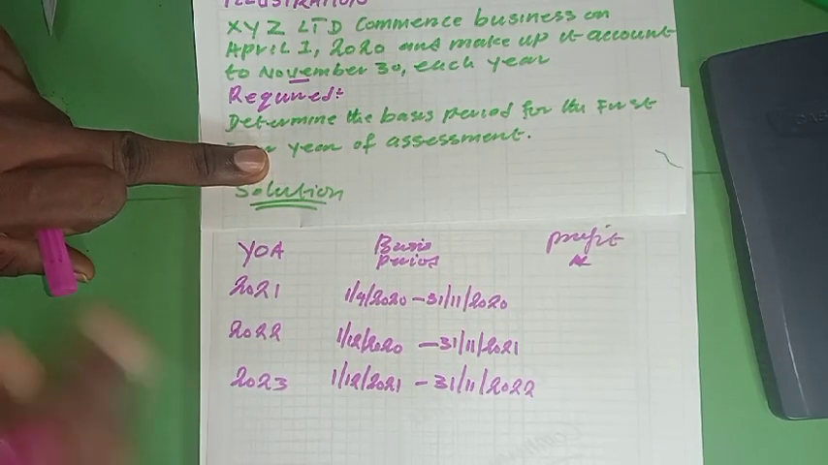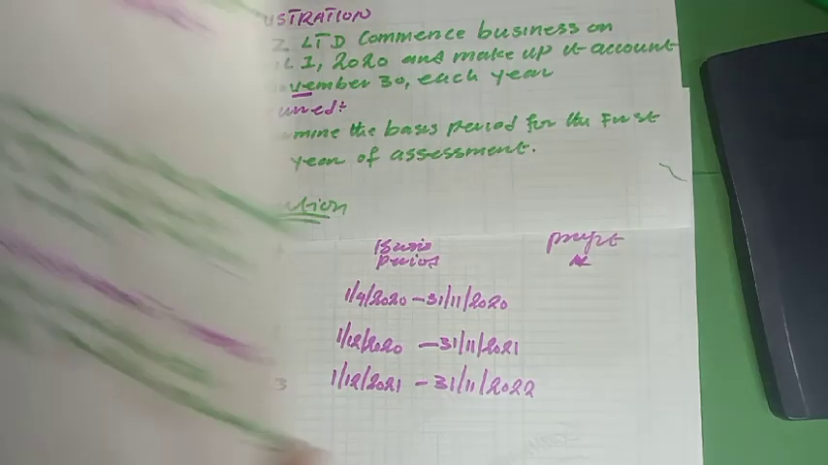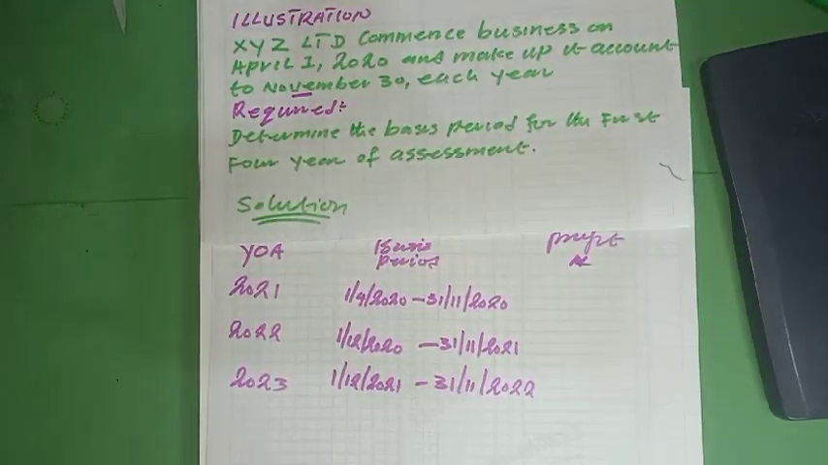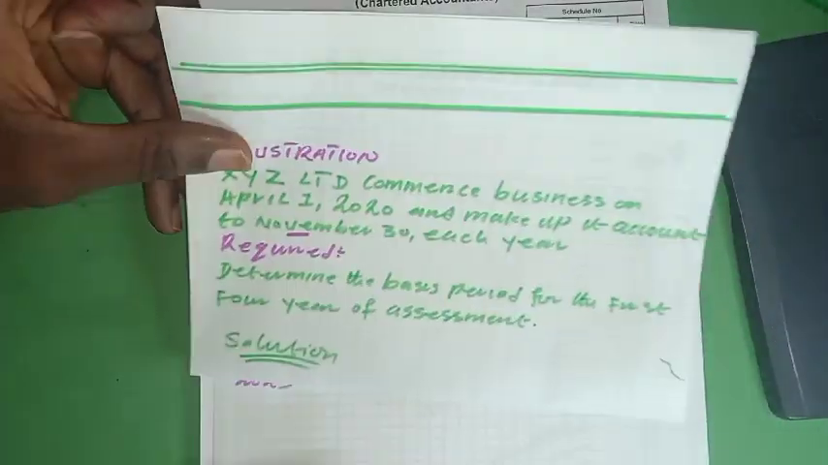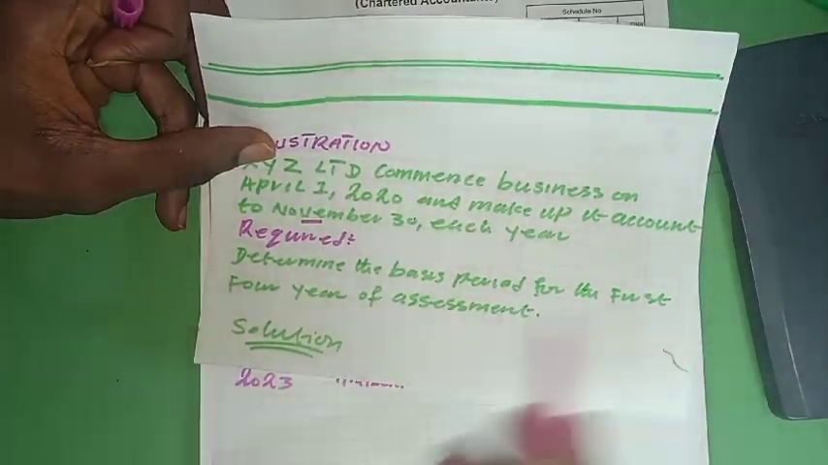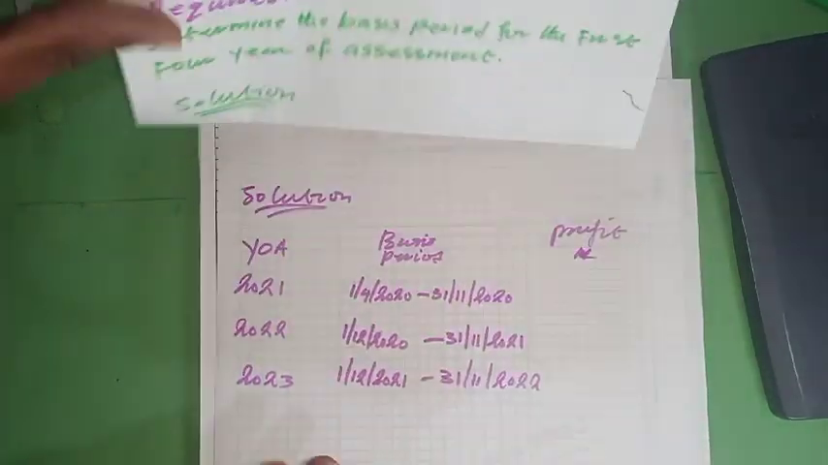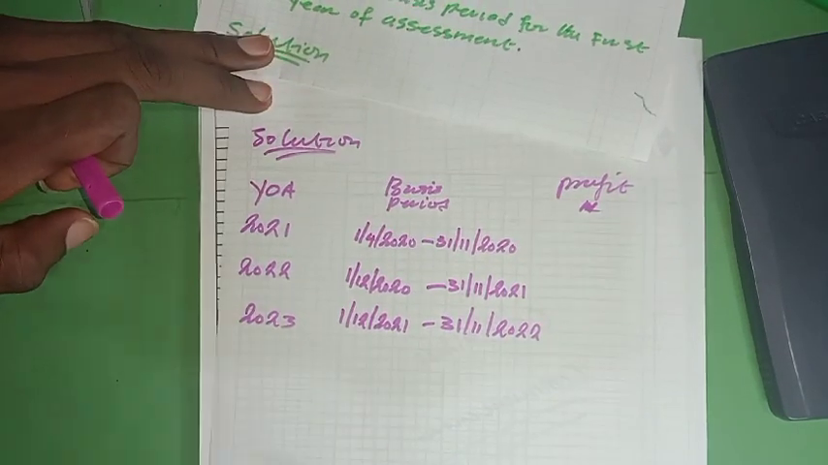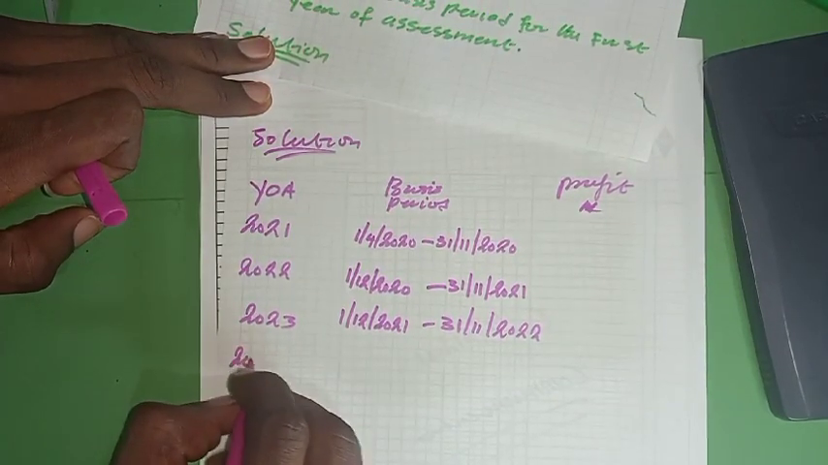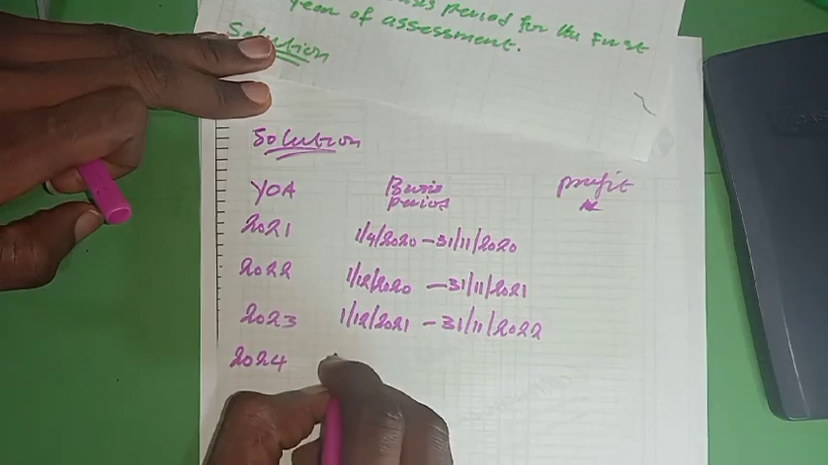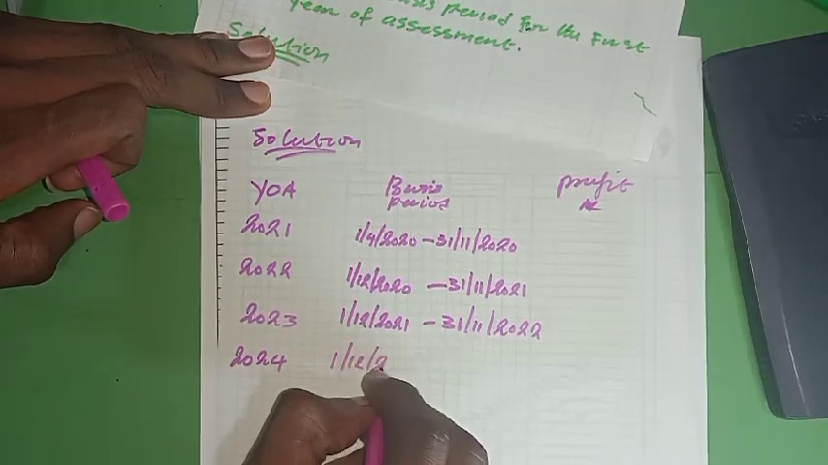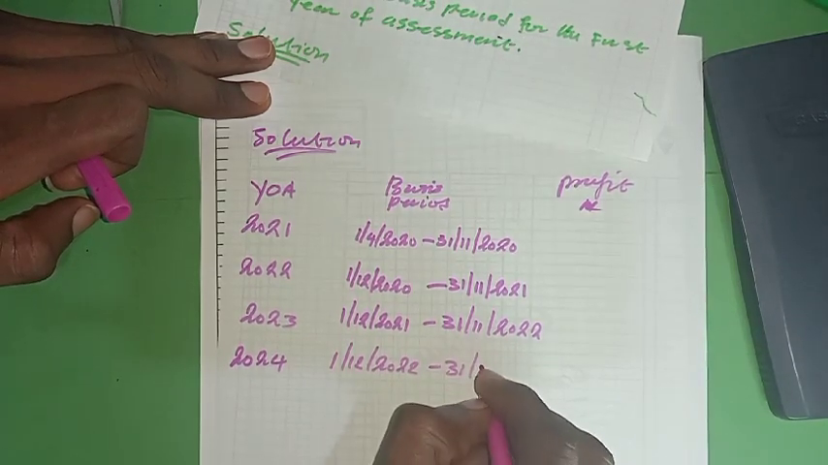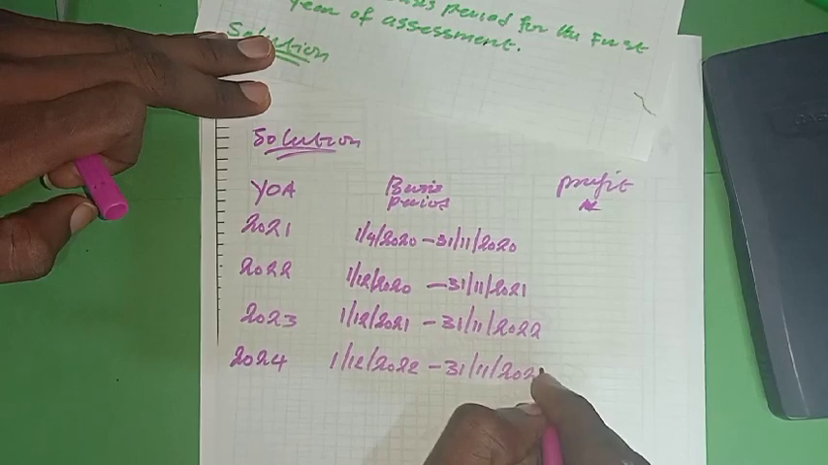Are you getting it? And it says third year and subsequent years follow the same procedure. Are you getting it? Now, the question says determine the basis period for the first 4 years of assessment. Now we determine for 2. The fourth year will now be 2024, which is 1st December 2022 to 31st November 2020.